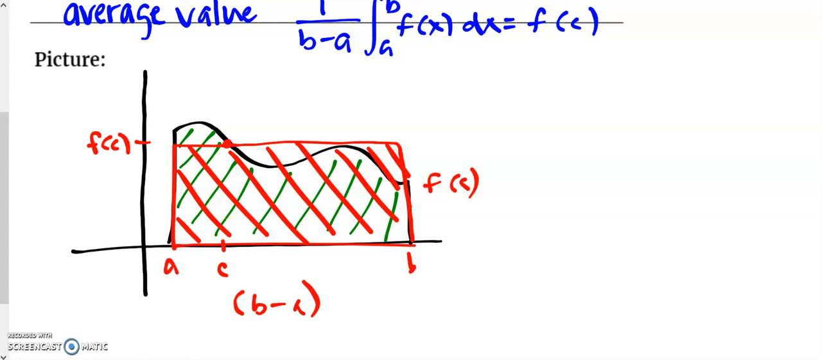The average value then is when you just want to figure out what is the average blank. So the average temperature, the average velocity, the average acceleration, the average value. This then is your function. So if I want average temperature, average velocity, average acceleration, whatever it might be.